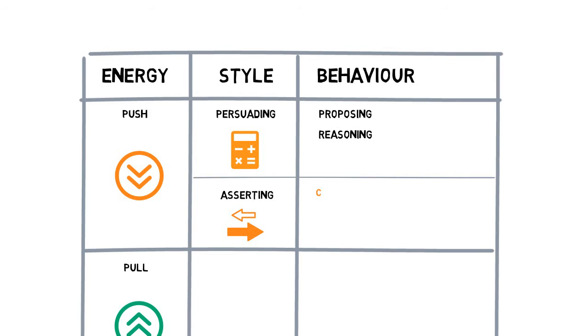Persuading involves 2 behaviours: proposing and reasoning. The asserting style is all about being clear what it is that you want. Asserting works best when you have legitimate needs and both you and the person you are influencing have something to gain or to lose. When you use asserting well, you create an environment where your needs and those of the person you are influencing can be heard and fully understood. You encourage others to bargain and to trade in order to agree an outcome that works for both parties. Asserting involves 3 behaviours: evaluating, stating expectations, and using incentives and pressures.